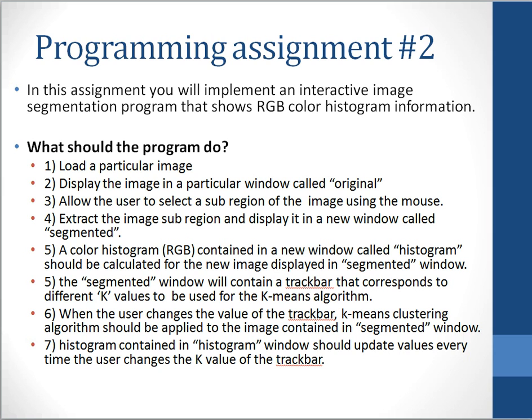Then at this moment, a color histogram for RGB, contained in a new window called histogram, should be calculated for the new image displayed in the segmented window. So basically, once we extract the sub-region of the image, we are going to put it in a new window, and also we're going to calculate the color histogram and place it in another window called histogram.